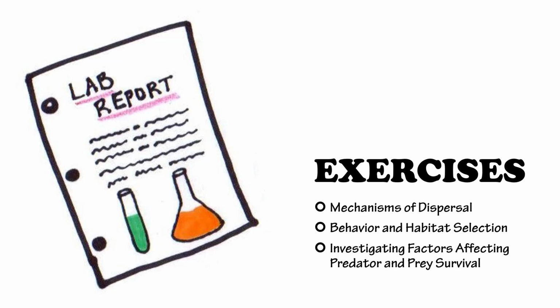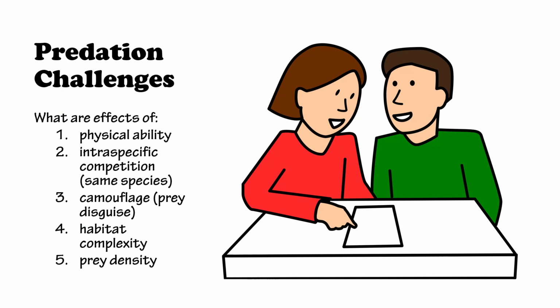This week in your laboratory, you will be observing the mechanisms of dispersal and looking at the behavior and habitat selection of pill bugs. Then you will do an exercise to investigate the factors affecting predator and prey survival. The predation challenges that you will be undergoing include looking at the effects of physical ability, of intraspecific competition, of camouflage, habitat complexity, and prey density.